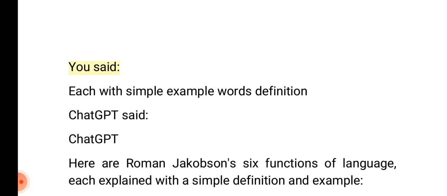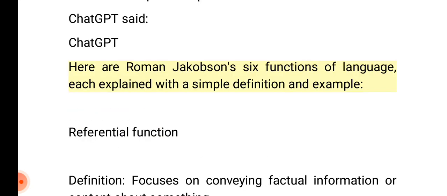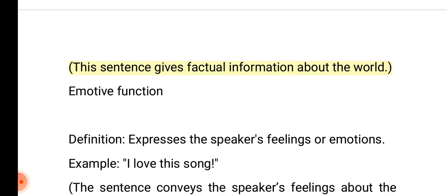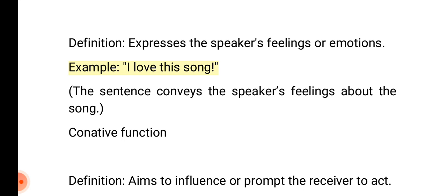You said: Each with simple example words definition. ChatGPT said: Here are Roman Jakobson's 6 functions of language, each explained with a simple definition and example. Referential function. Definition: Focuses on conveying factual information or content about something. Example: The sun rises in the east. This sentence gives factual information about the world. Emotive function. Definition: Expresses the speaker's feelings or emotions. Example: I love this song. The sentence conveys the speaker's feelings about the song.